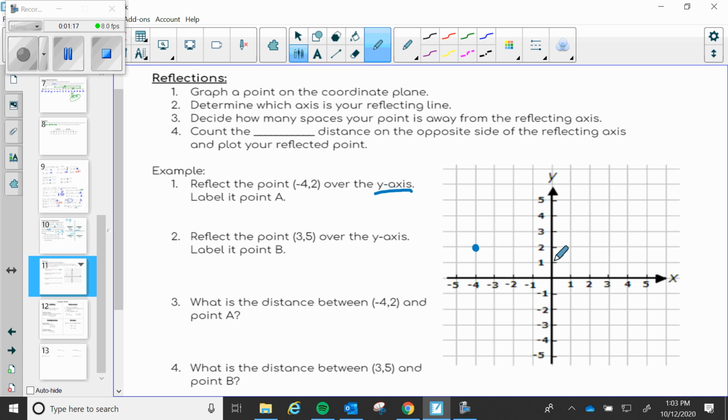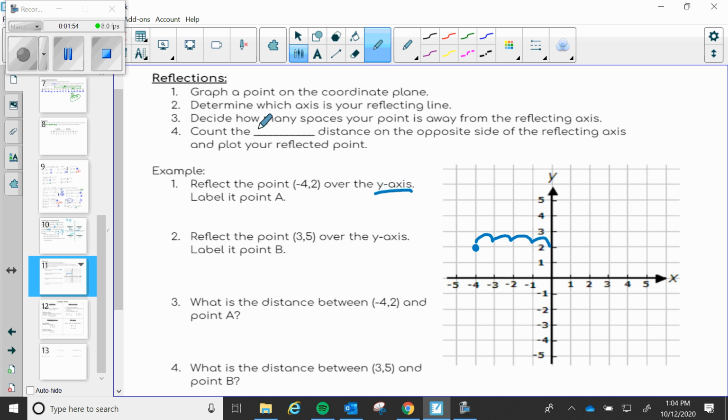So we're going over the y-axis, which means that we want to jump over the y-axis. Okay, we're jumping over the y-axis. Step 3 says to decide how many spaces your point is away from that reflecting axis. So before we can jump over, we have to figure out how many steps it takes to get there. So if we count it out, 1, 2, 3, 4. It would take us 4 steps to just get to the y-axis.